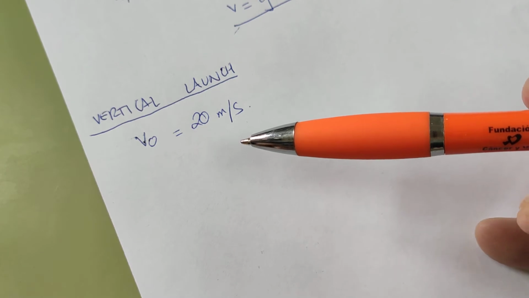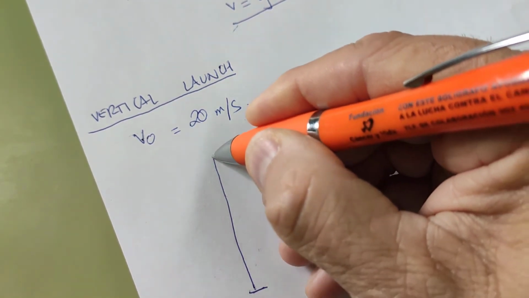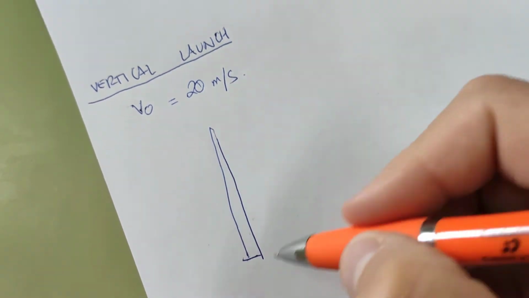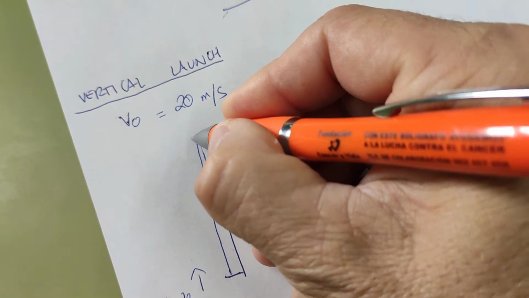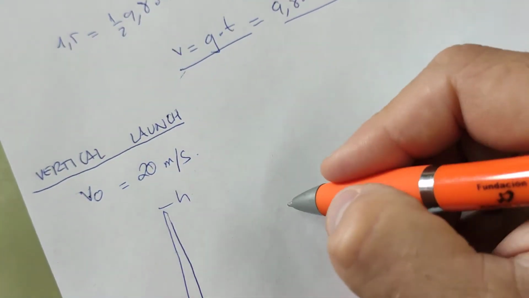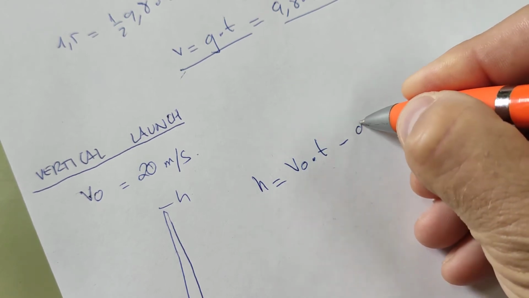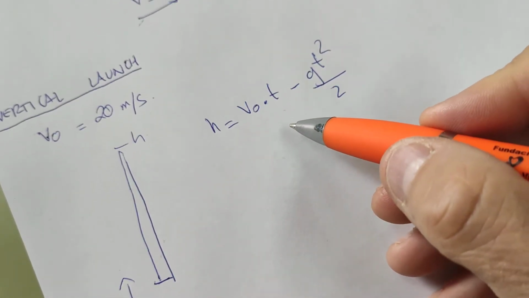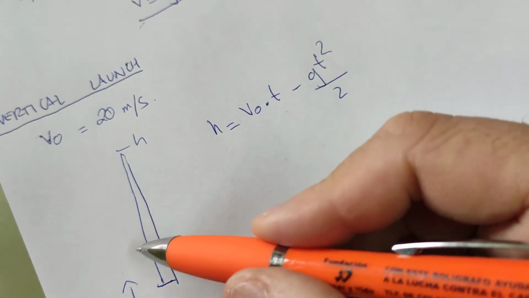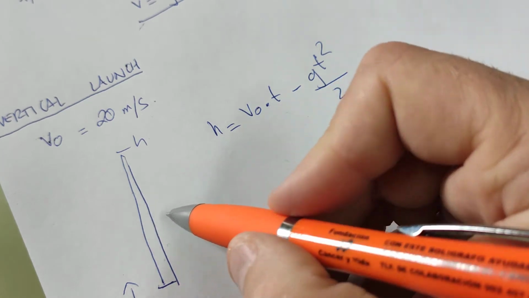With this velocity, we can know the maximum height reached by a rock, for example. Then this velocity is 20, and we want the height. This time, the height is initial velocity times time minus g t squared divided by 2. The question is the time. Then, how can we calculate the time? In all the vertical launches, time is calculated the same way, because we use the formula of the velocity.